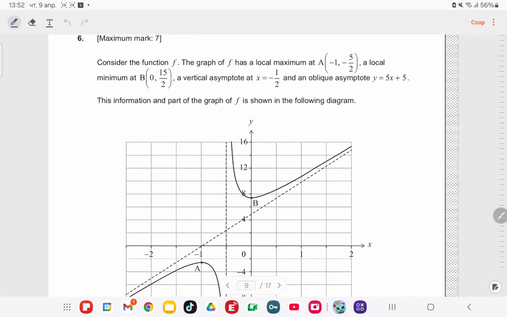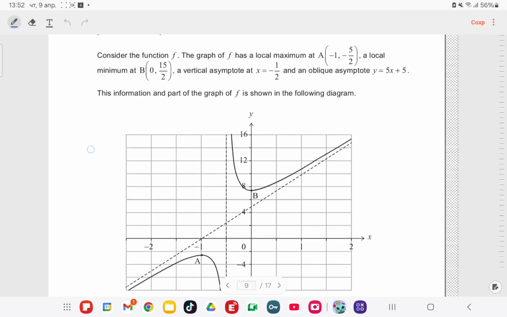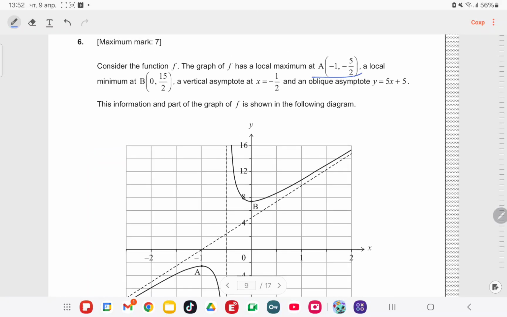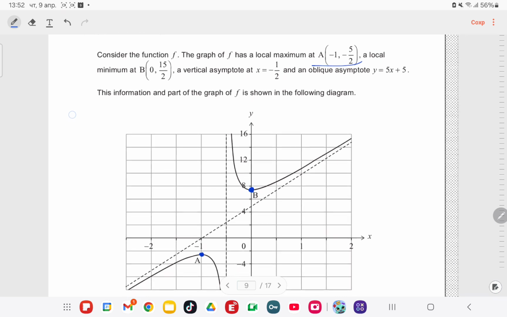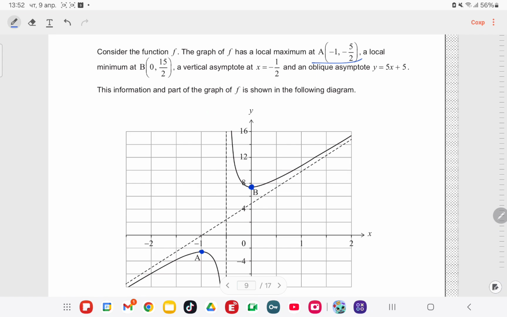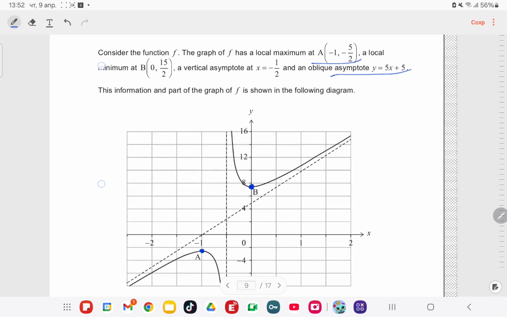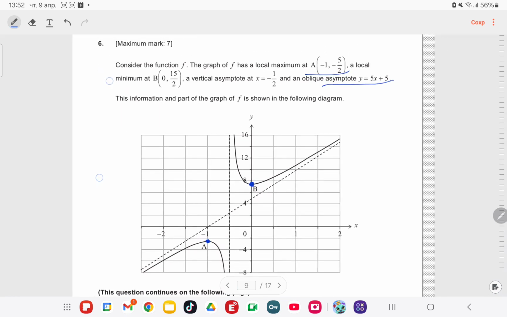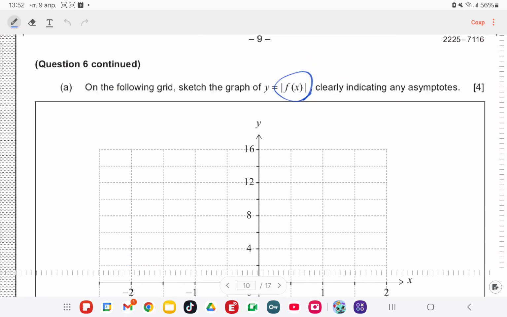Okay, let's consider the function itself. The function is given by its graph, and there are several points given. You see point A here and B is here. B is the y-intercept, and there is a vertical asymptote at x = -1/2. And we have also an oblique asymptote, so we have the equation of the oblique asymptote as well. Now let's use this information to sketch the graph of y equals modulus f of x.